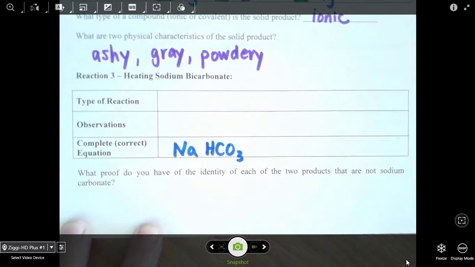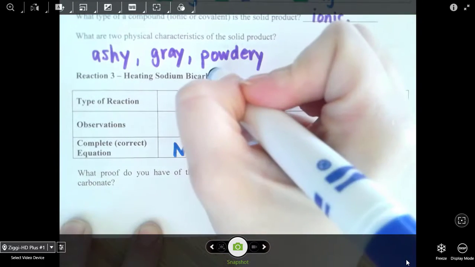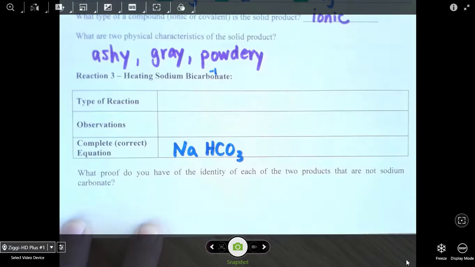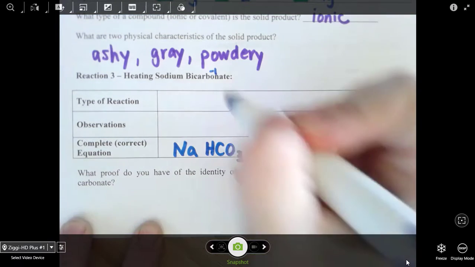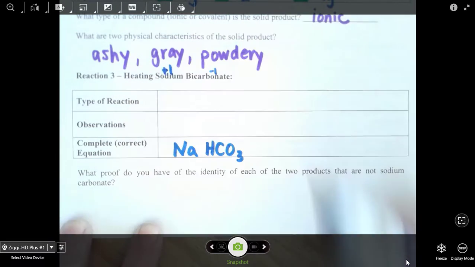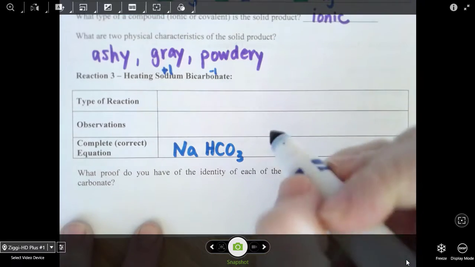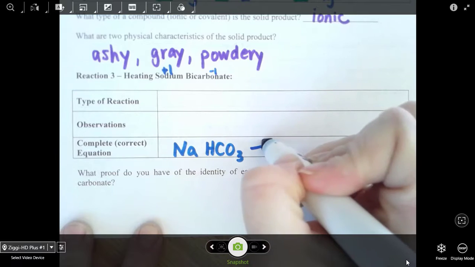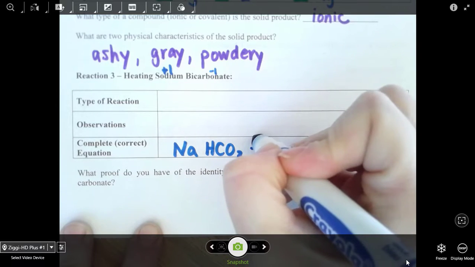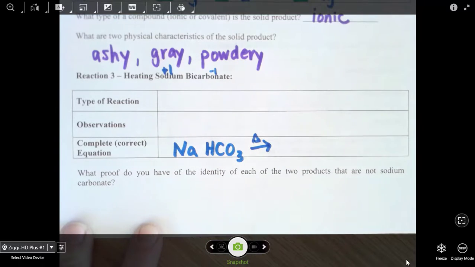So we have HCO3. And then we check charges. Bicarbonate was a -1. What's sodium's charge? +1, so those balance. NaHCO3. Are there any other reactants? Think about the reaction that you did. This is the one with the sideways test tube. Did you put anything else in the test tube? No. So this is the only reactant, and it was heated. So we could add our little symbol for heat.